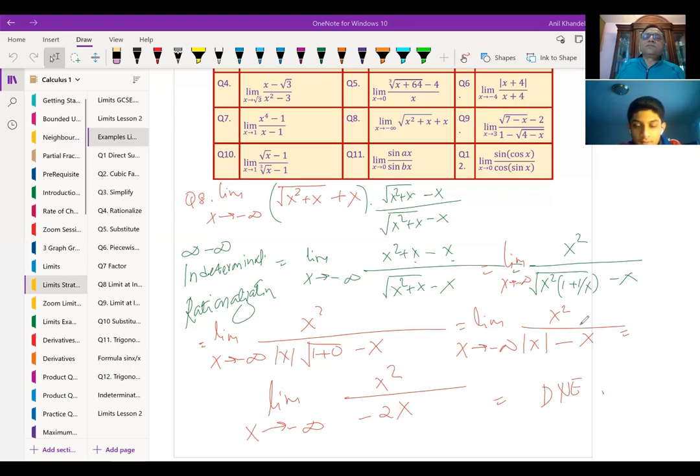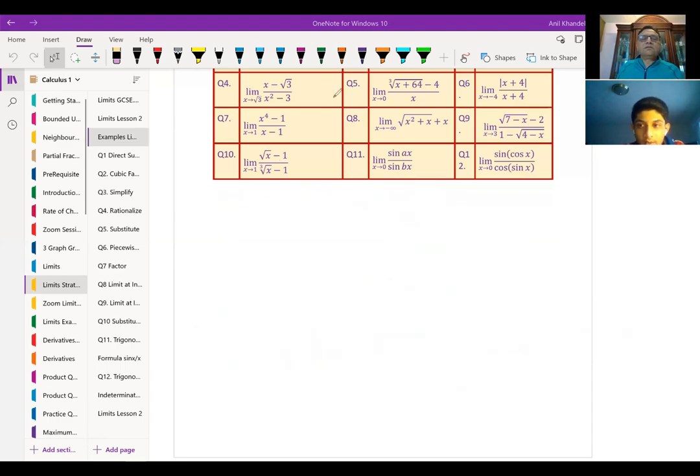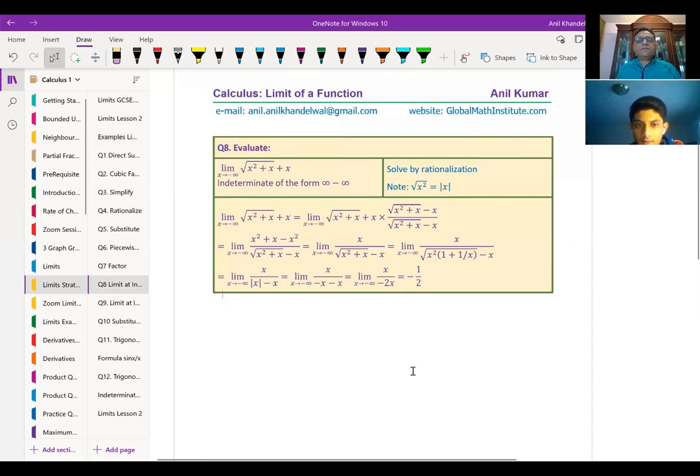Limit doesn't exist. Also, sir, quick question. When we were rationalizing in the previous step, I think it went away, sir. Let me check something. I still think this answer is wrong for this one, Q8. So here is the solution. I made some mistake. I don't know what mistake I made.